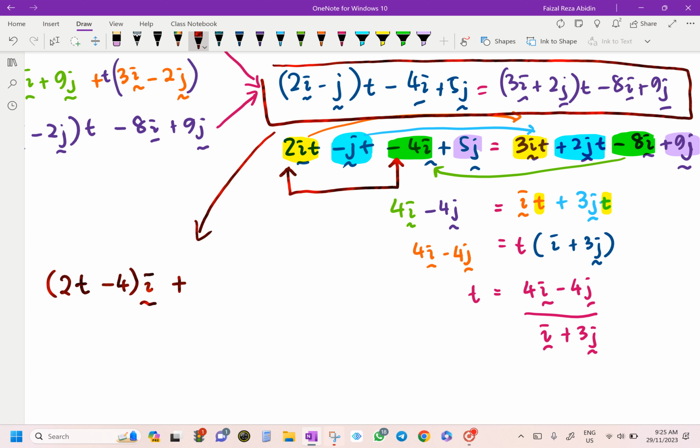Okey. Lepas tu dia ambil apa satu lagi? Plus J pula. Mana J? J dekat sini 5J dengan 5J. J bawa keluar. So you akan dapat dekat sini 5 minus T, 5 minus T dengan J pula. Kan? Yang ni pun sama.